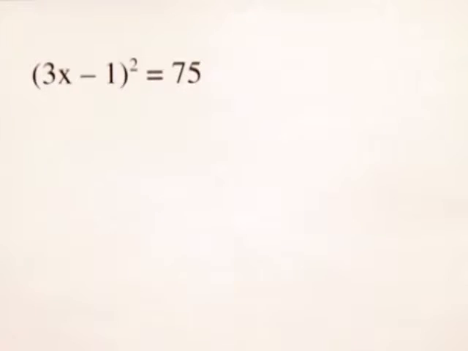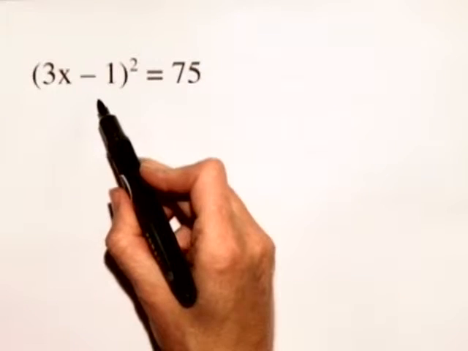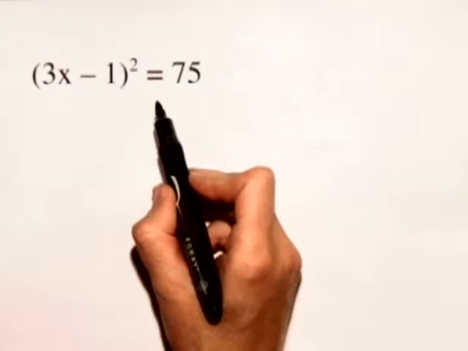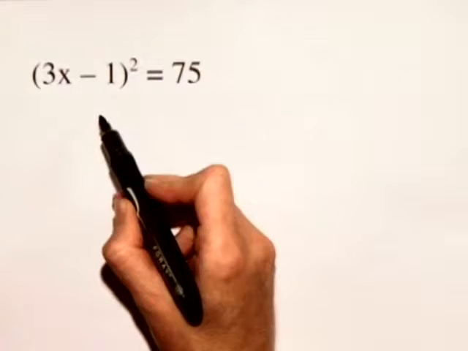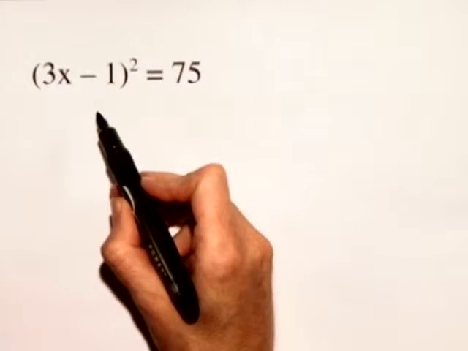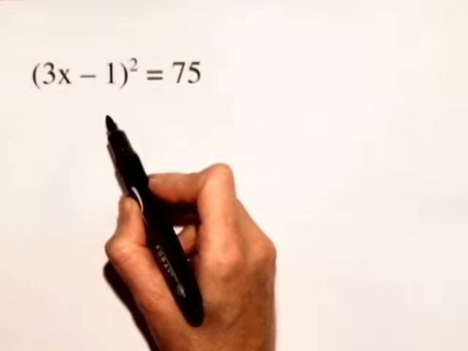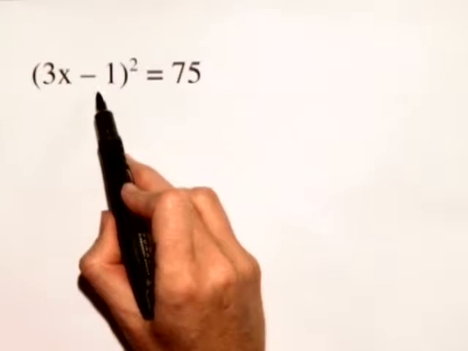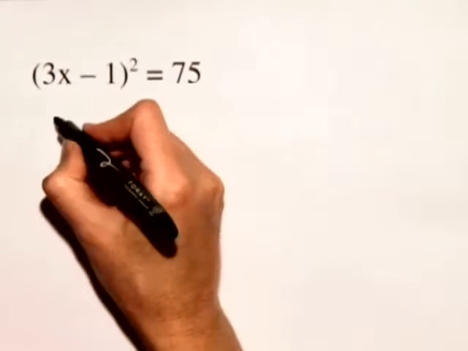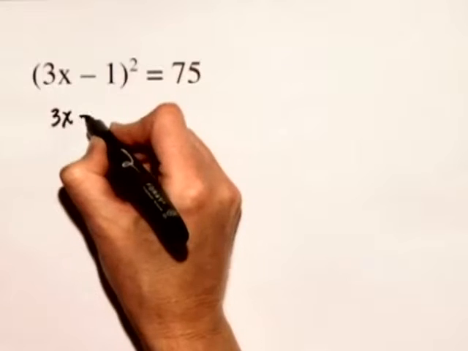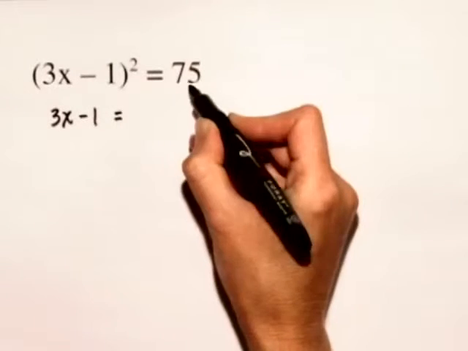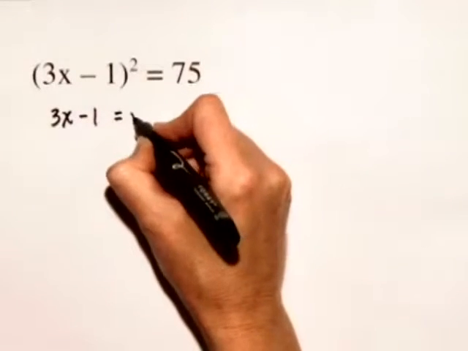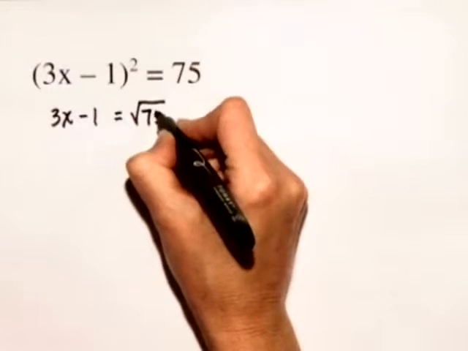For our next equation, we'll apply the square root property to solve a quadratic equation. We have the quantity 3x minus 1 squared on the left-hand side is equal to 75. So when we apply the square root property, we simply take the square root of both sides of the equation. When we do that, the square root of the quantity 3x minus 1 squared just gives us 3x minus 1 is equal to, if we take the square root of 75, we just have the square root of 75.